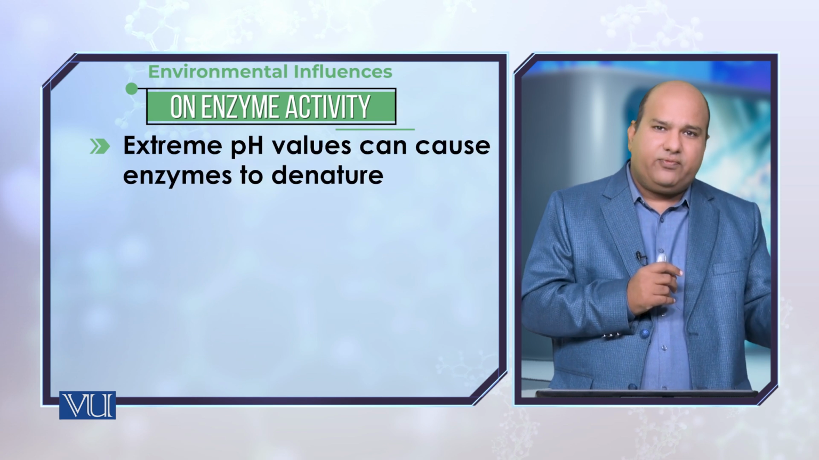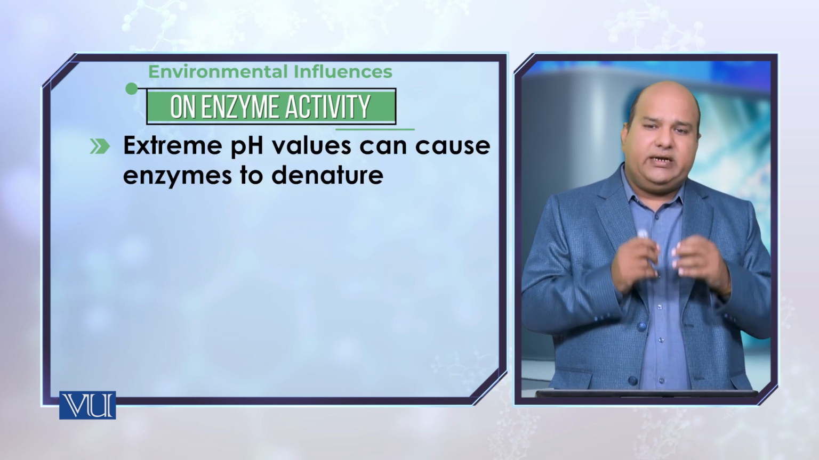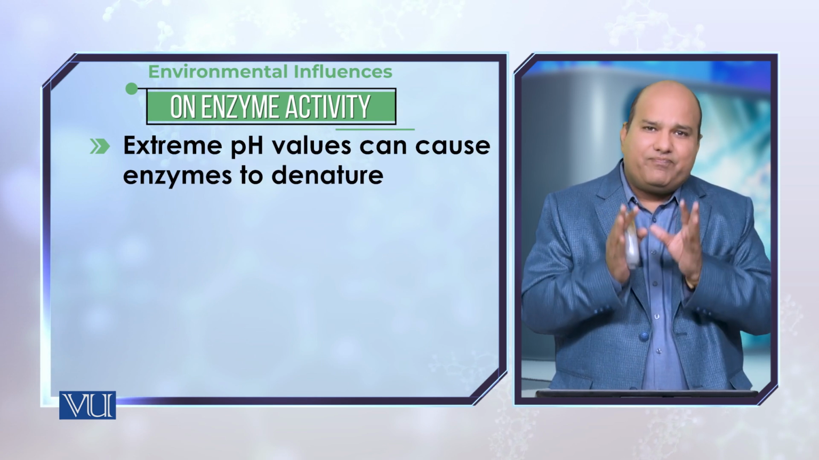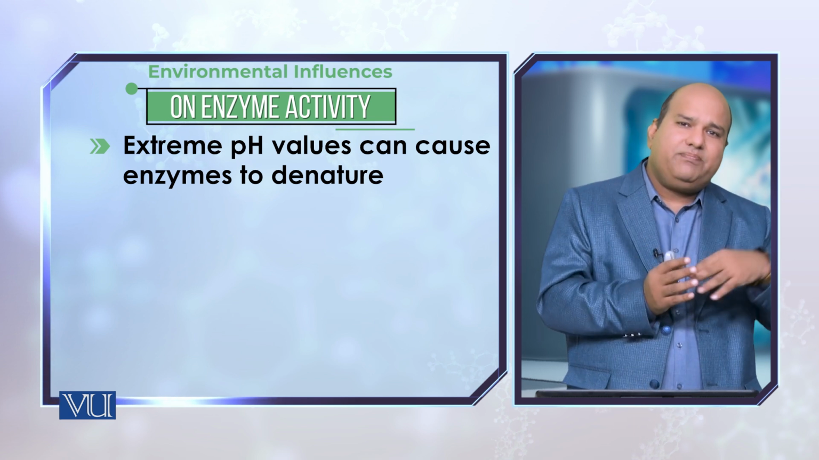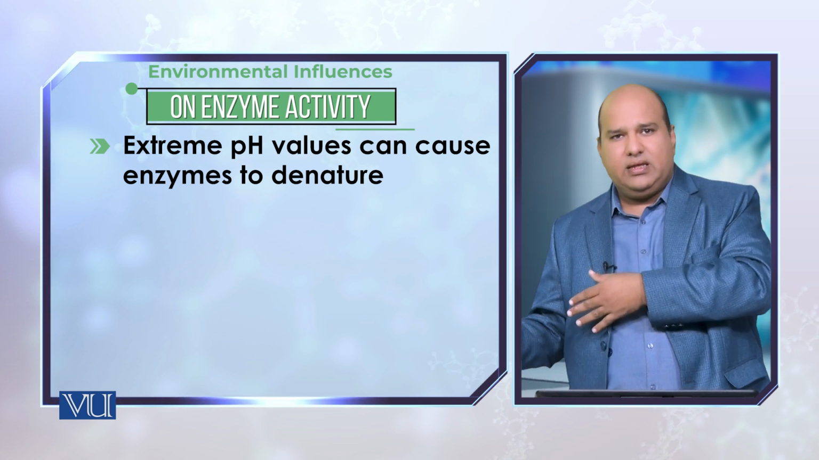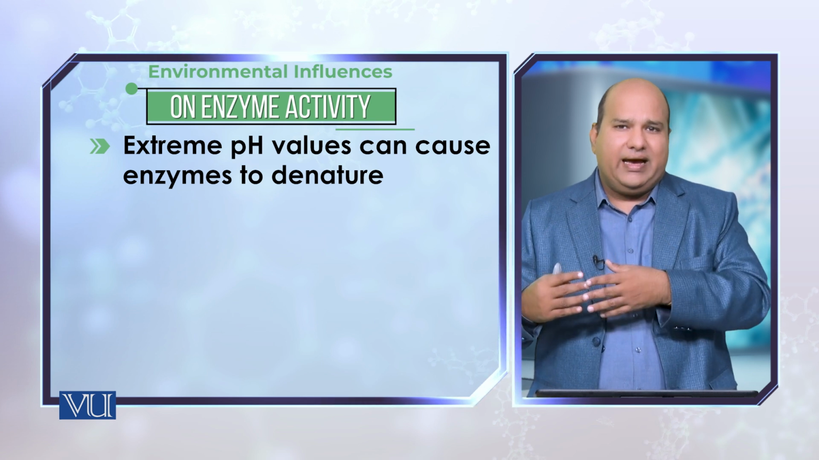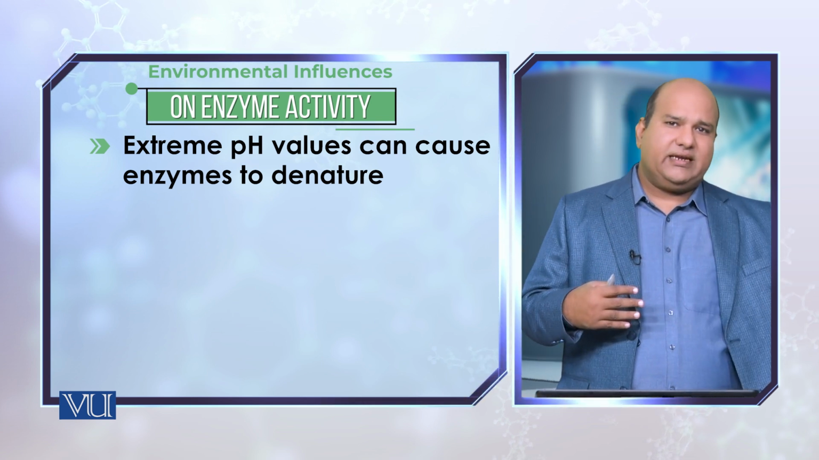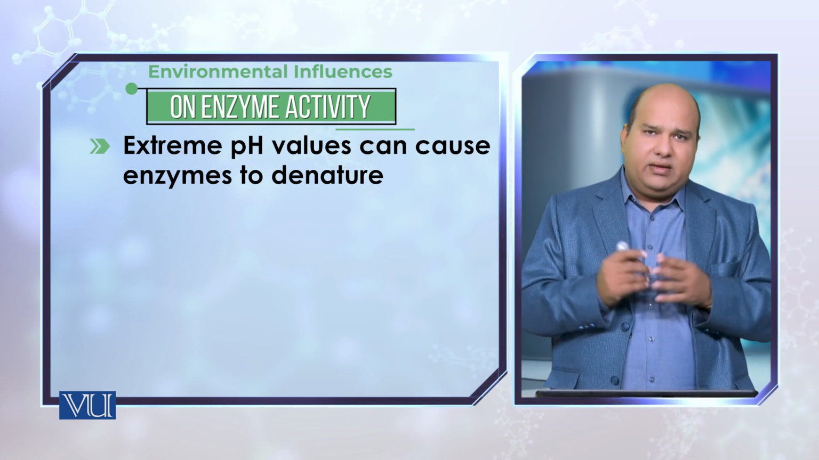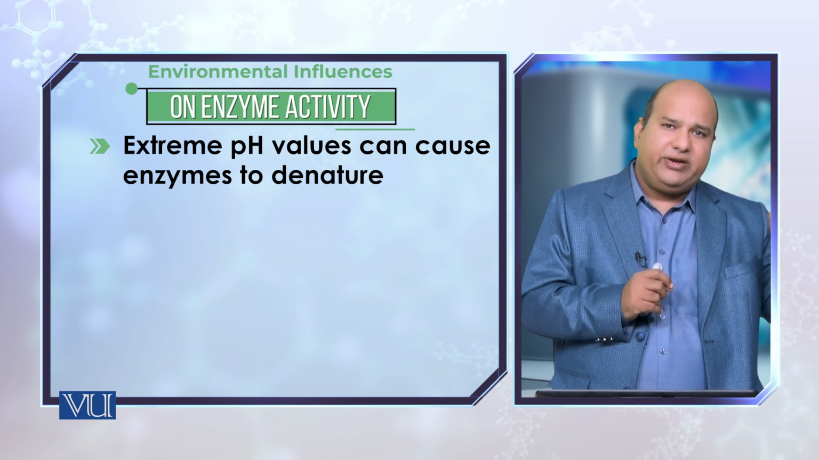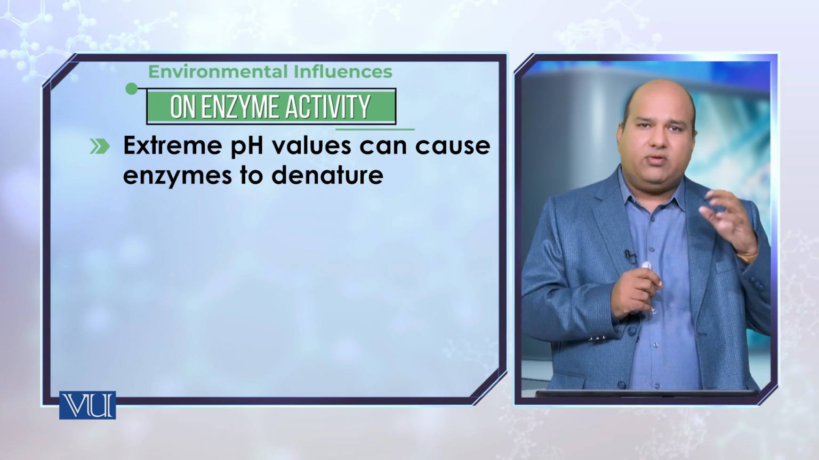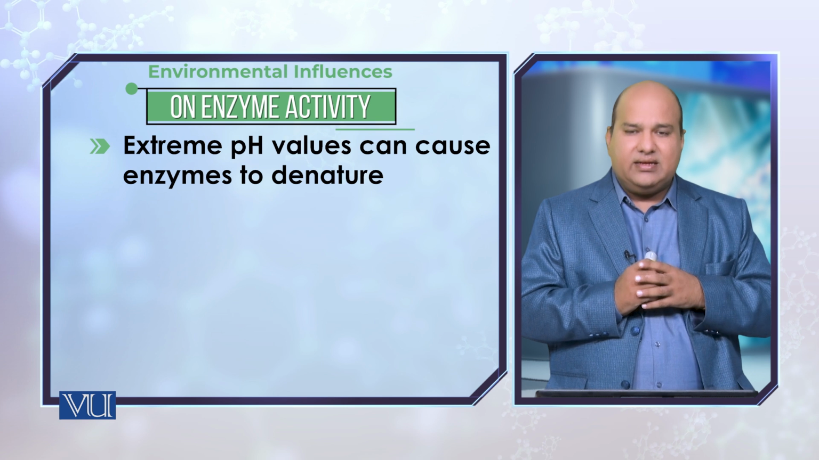As extreme temperature leads to the denaturing of proteins, similarly extreme pH, both towards a very low pH level when the medium becomes more and more acidic, or towards a very high pH level when the medium becomes very basic, also tends to denature the proteins or enzymes, and hence their functioning is disrupted.